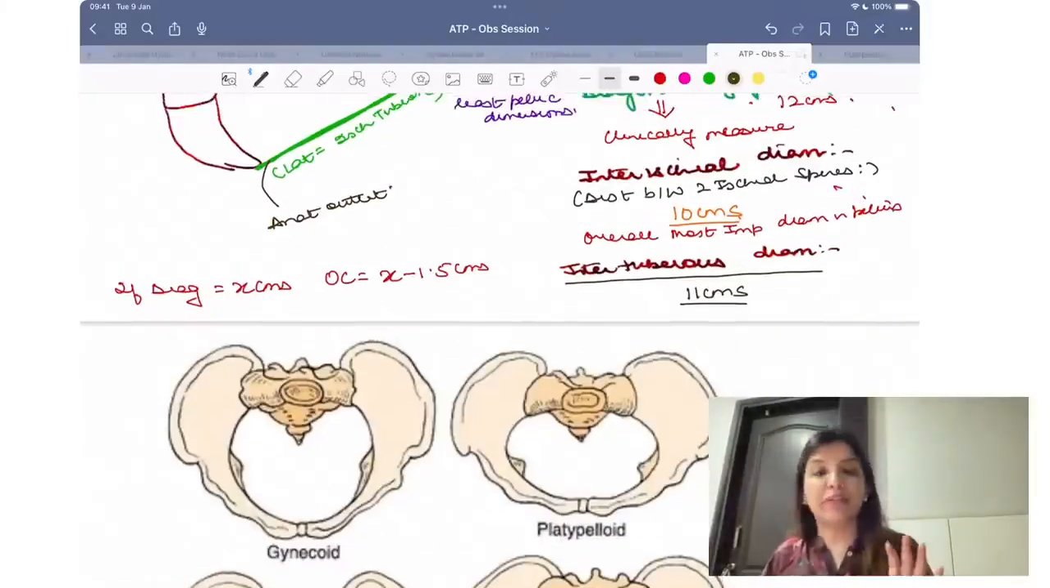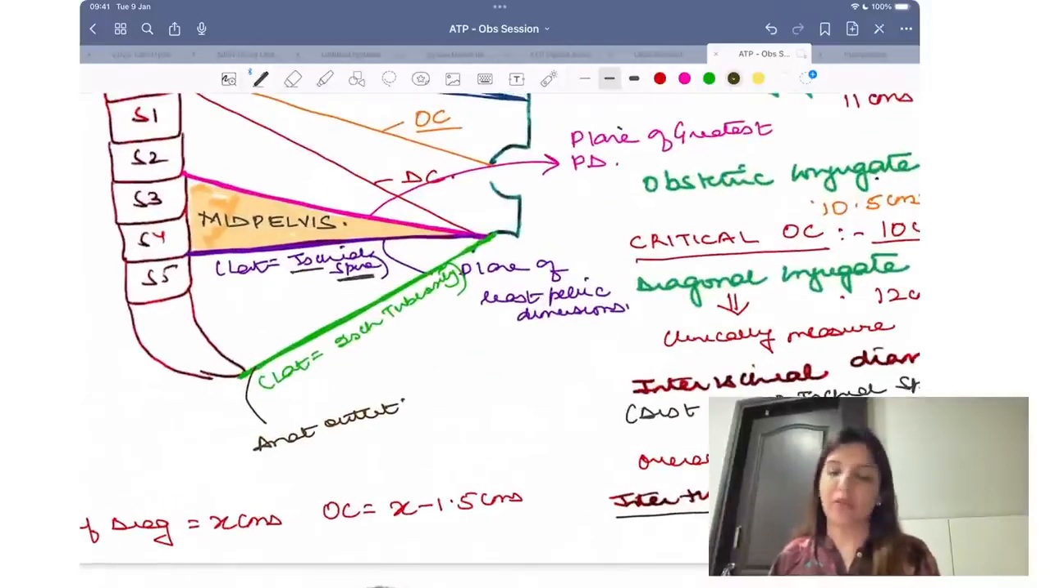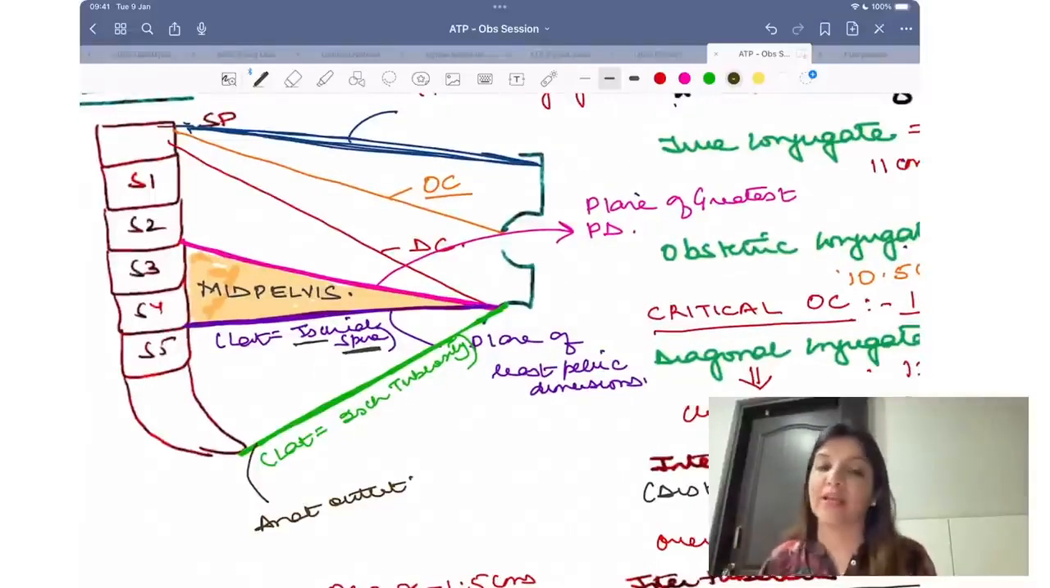So I want you to remember these diameters, all the three AP diameters of the inlet. I want you to remember the transverse diameter of the plane of least pelvic dimension, the transverse diameter of the anatomical outlet. I want you to remember the boundaries of the plane of least pelvic dimensions and the plane of greatest pelvic dimension. I want you to remember what is mid pelvis, and I want you to remember the anatomical outlet. Last time in NEET they had colored this area of mid pelvis and asked what this area is representing.